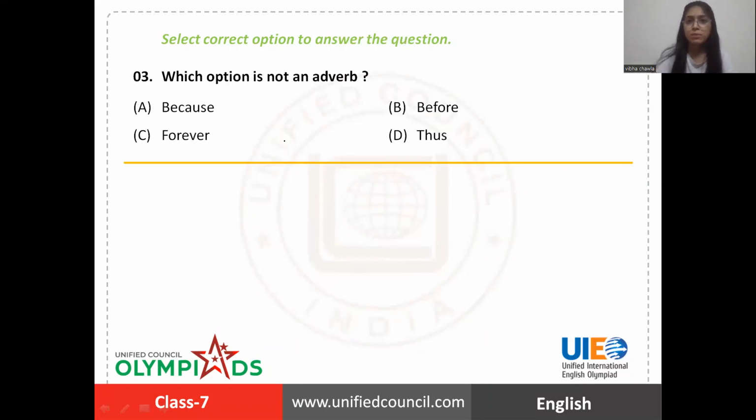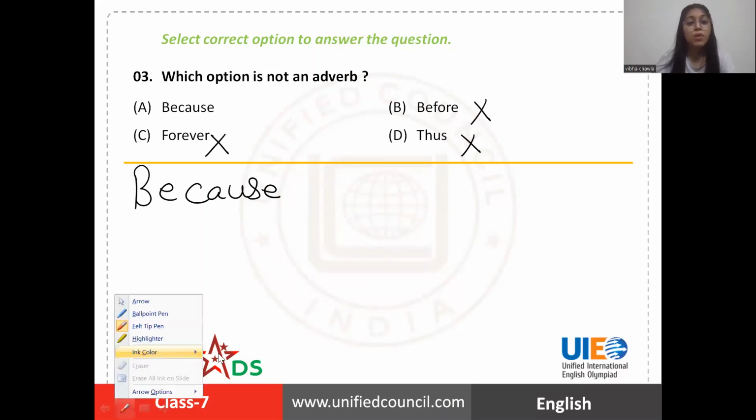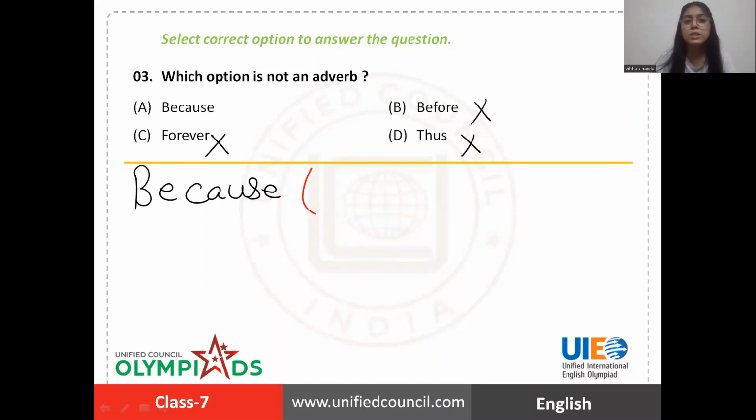Now let's have a look at question number 3. Which of the following options is not an adverb? Because, before, forever, or thus. Which option cannot be an adverb? Before, thus, and forever. All these are adverbs. But if I talk about option A, because is not an adverb. Why? Because its part of speech is conjunction.